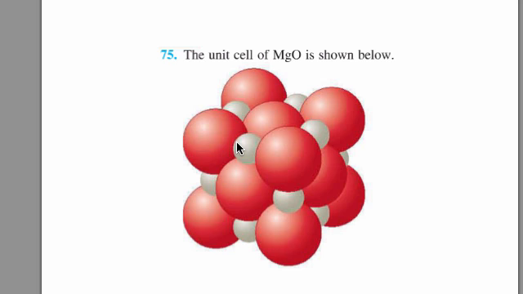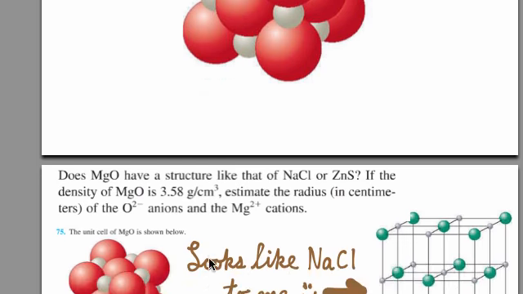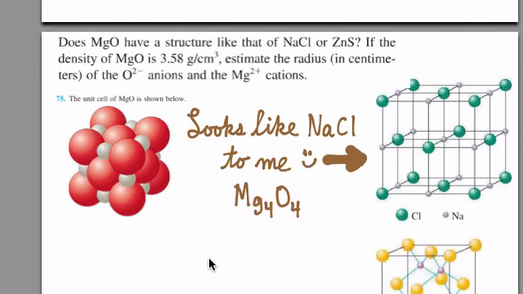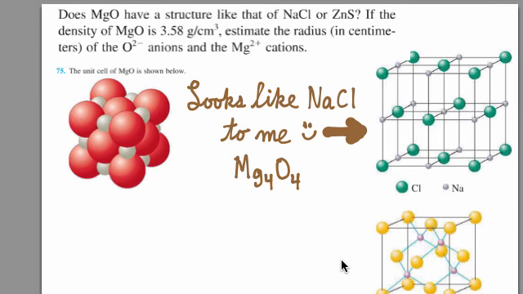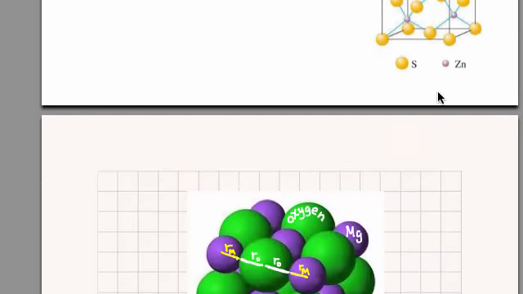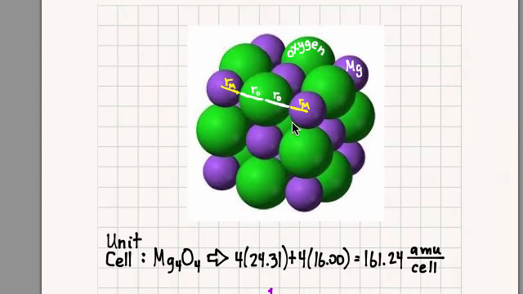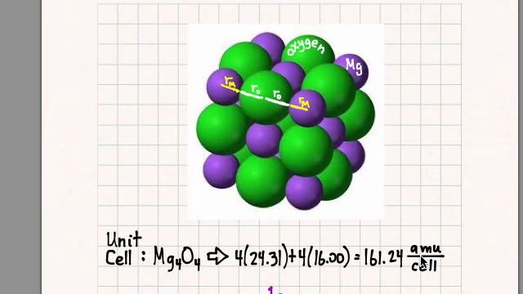Here's magnesium oxide. They say it looks very similar to sodium chloride. They give me the density of magnesium oxide. Oh, no, actually they don't tell me that it looks like sodium chloride. I deduced that it looks like sodium chloride instead of zinc selenide. Zinc selenide looks like that. But doesn't this one look very similar to this one? I think so. So if that's true, I did a little calculation. I said 4 magnesiums and 4 oxygens in one little cell will come out to similar to as if I were adding up the molar mass, 161.24 AMU per cell.